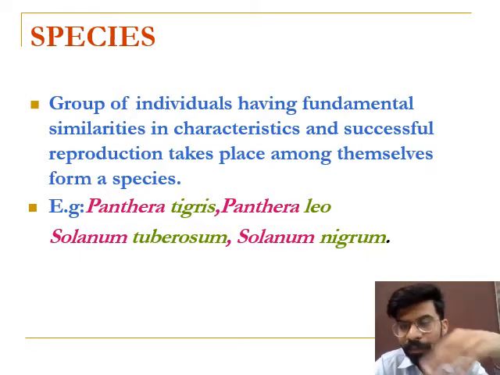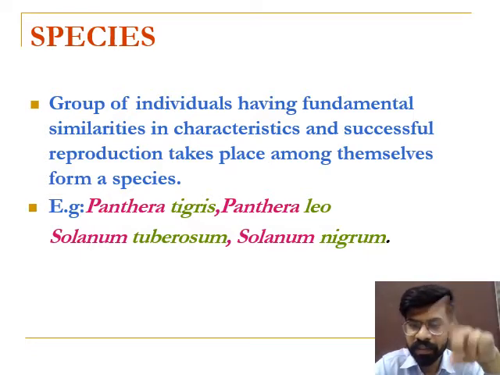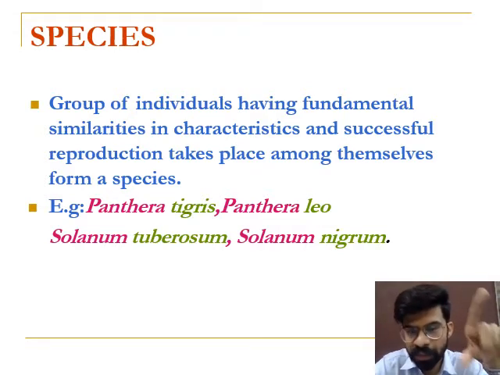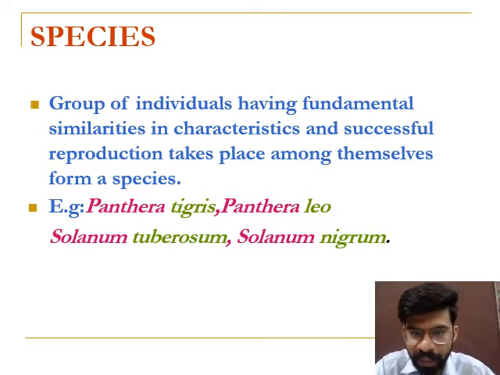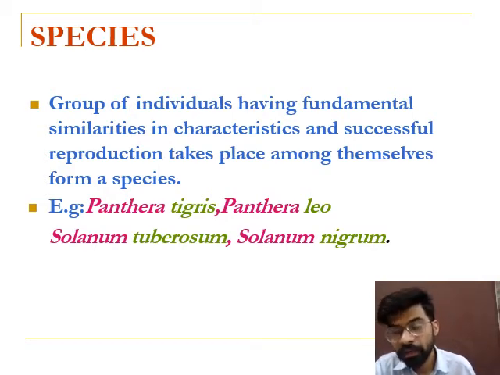Different members of humans can be categorized in a single species, and the scientific name of the human species is Homo sapiens. Other examples: Panthera tigris, Panthera leo, Solanum tuberosum and Solanum nigrum. These are groups of individuals having fundamental similarity on the basis of their characteristics or mode of reproduction. Means these organisms can interbreed with each other.